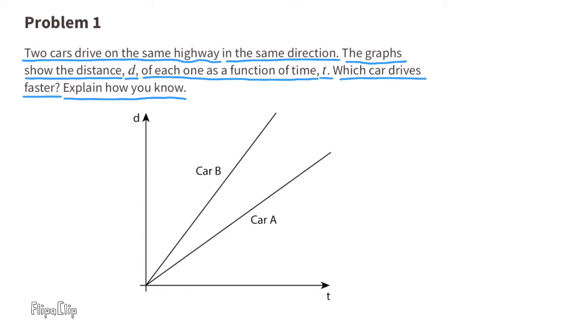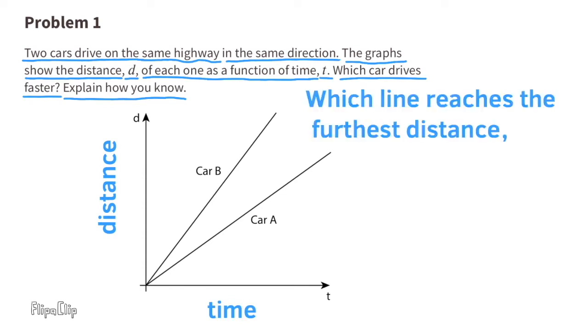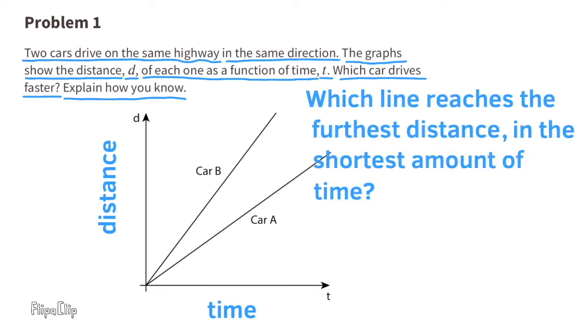The y-axis, or the vertical axis, is labeled d. It represents distance. The x-axis, or horizontal axis, is labeled t. That represents time. Which car drives faster? Which line reaches the furthest distance in the shortest amount of time? The line for car B reaches the furthest distance in the shortest amount of time. So car B drives faster.